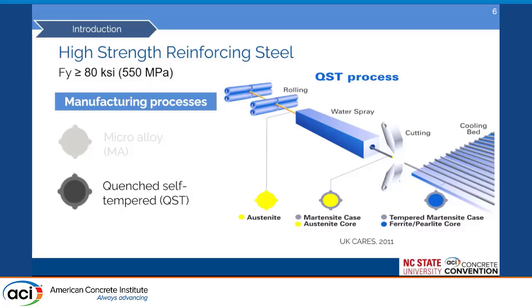We also have the quench and temper. That is a thermomechanical process. In this process, the surface of the bar is rapidly cooled with spray water, and then the hot core softens and tempers the bar. And this results in a cross section that has different material properties across the section, and this is what contributes to the higher strength.